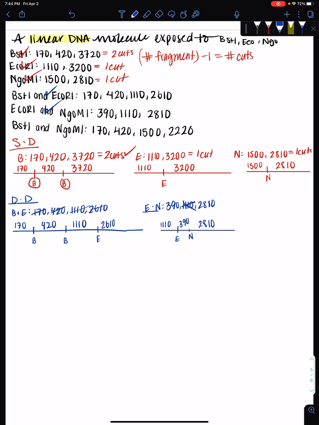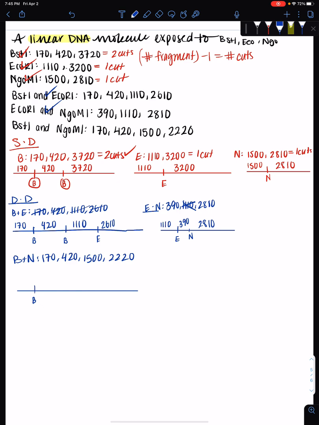And I'm going to just do the double digest over here for B and N. 170, 420. Right, so let's just draw our line. Comparing the single digest for B versus N, B had more cuts, so we're going to use B in our double digest.